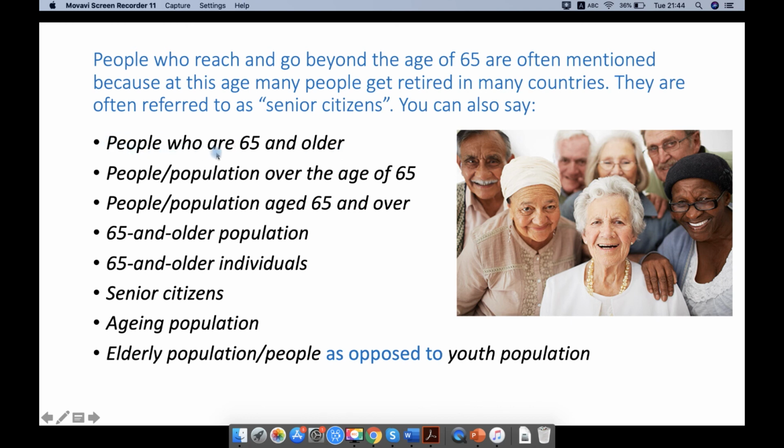For example, people who are 65 and older. Write down the phrase as many times as you need in order to memorize it. Several days later, ask yourself how many phrases you remember, okay? And if you don't remember enough, just go back to the video and try to memorize it again. There is really no other way of handling this. You just have to learn it by heart.